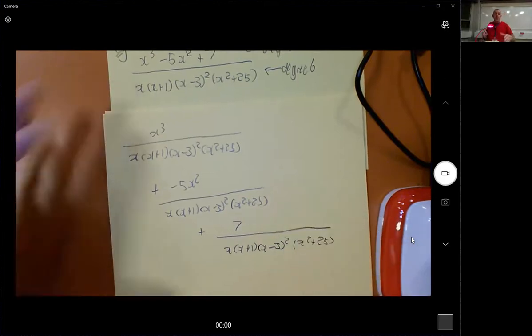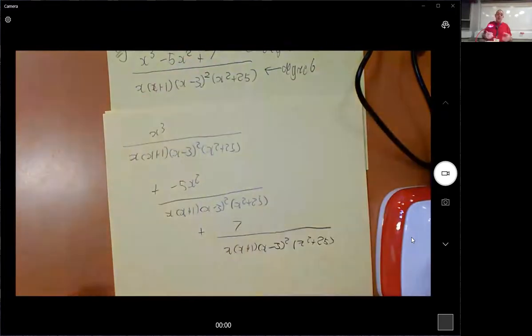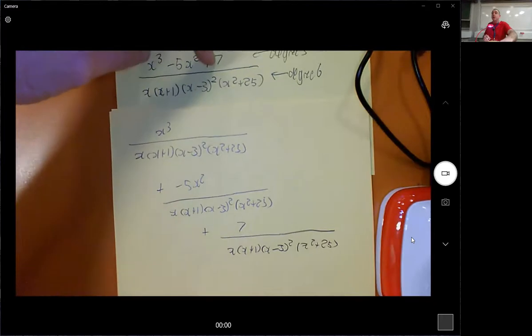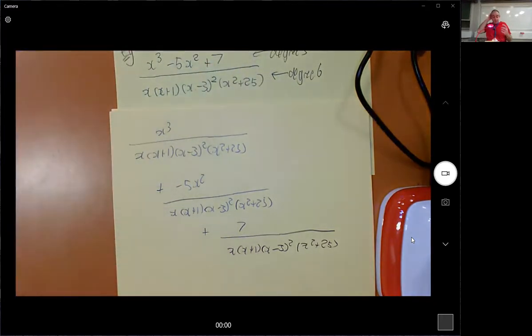It's already possible to split it into 3 pieces just by separating this numerator into different bits. Lovely. That's great. But this is not going to help me if I want to use this for integration because I don't know how to integrate any of these things.